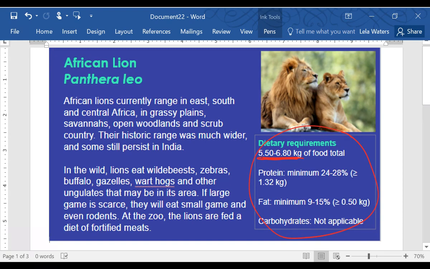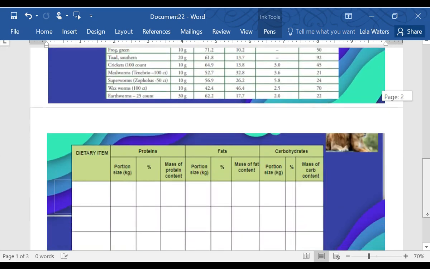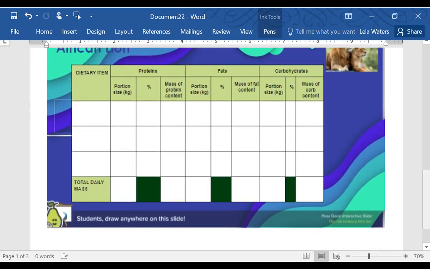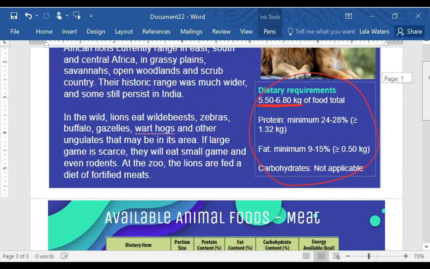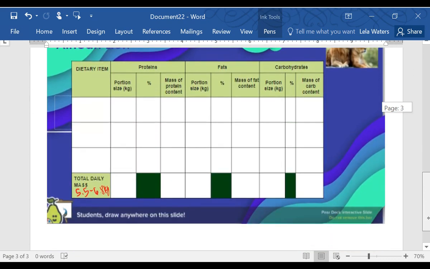So I'm going to write down that the lion needs 5.5 to 6.8 kilograms total of food. So the total amount of food we want to be 5.5 to 6.8 kilograms. And then I'm going to also write down how much protein and how much fat, and the fact that they don't need any carbs. So protein is 24 to 28%, or at least 1.32.